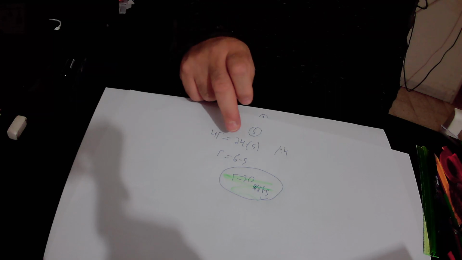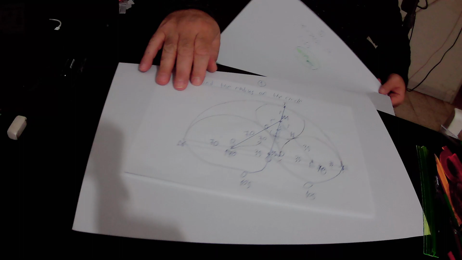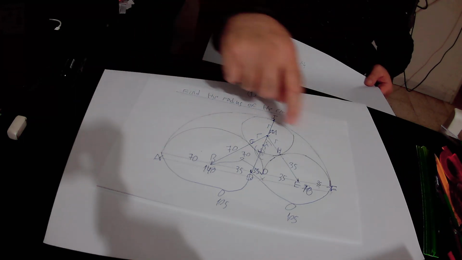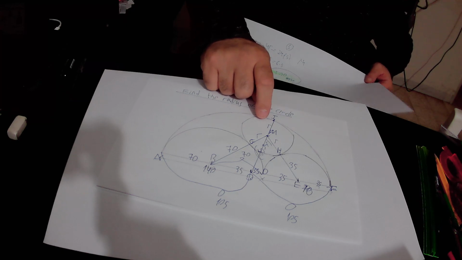In conclusion, we found out that the radius of this circle that is inside the biggest circle, the biggest semicircle, the radius of this circle, small r, it is equal to 30 units.